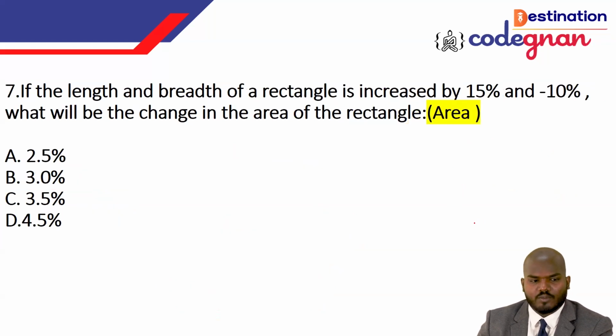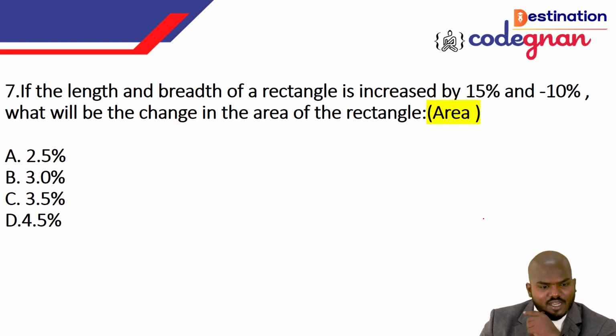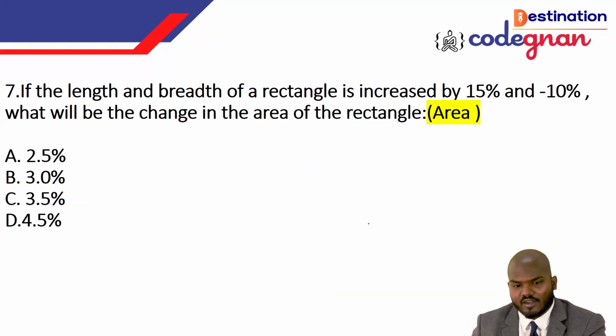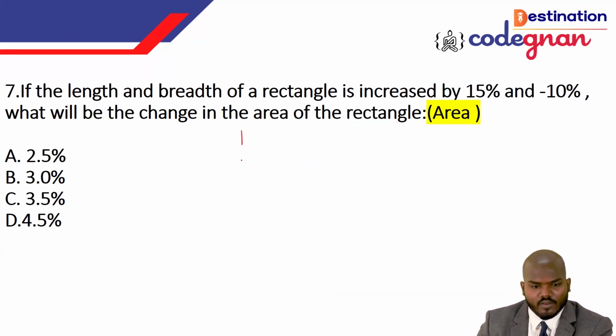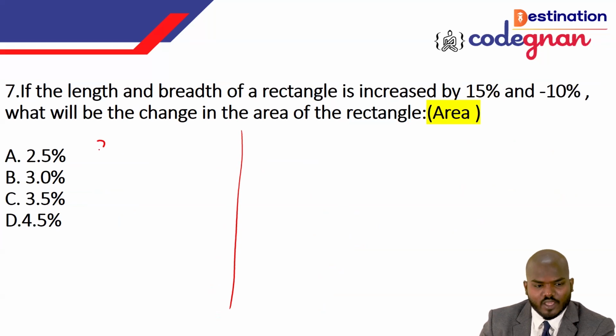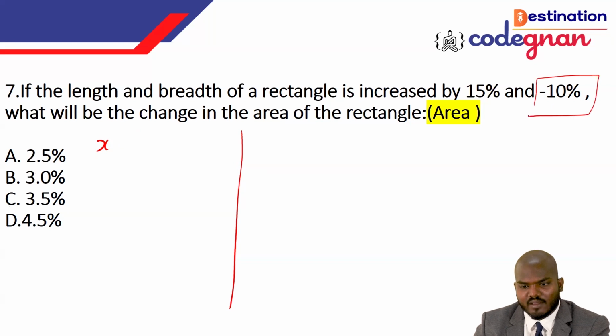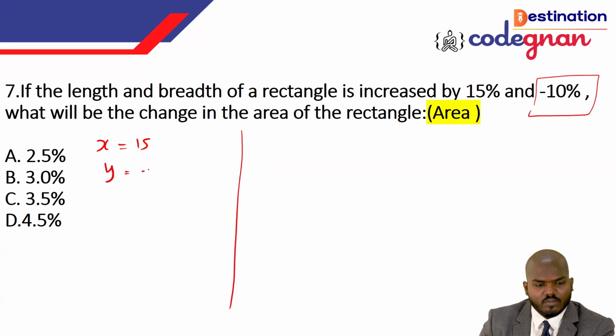For one more question from the topic: the length and breadth are increased by 15 and minus 10 percentage. So what will be the change in the area of the rectangle? Here they are asking the area of the rectangle, so let's try the same method which you have learned, x minus y. One thing is increasing and another is decreasing. As they are indicating a minus there, it is indicating the minus only. So x is 15 and y is equal to minus 10. x minus y minus xy by 100, I can take it up.